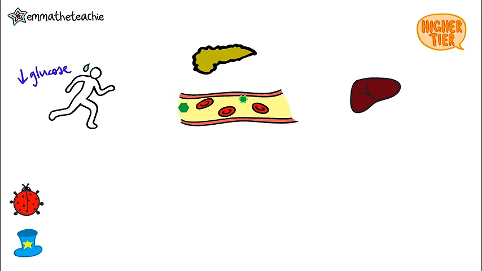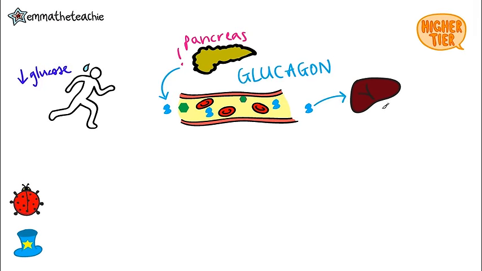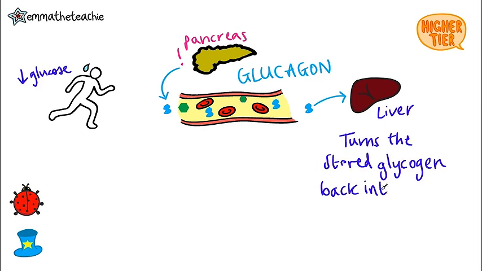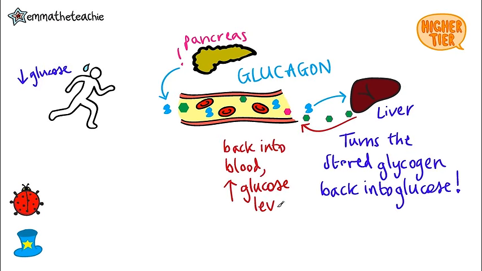So let's imagine we have less glucose in the blood. It is still going to be the pancreas that detects the fall in the blood glucose levels, but this time it produces a different hormone. We'll use blue to illustrate it. And this is called glucagon. Again, glucagon travels in the blood, but it travels to the liver. That's its target organ. And here, it turns the stored glycogen back into glucose. This is then released back into the blood, increasing the blood glucose levels back to normal.